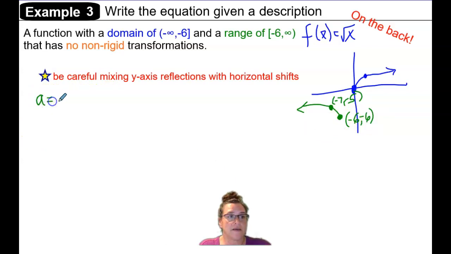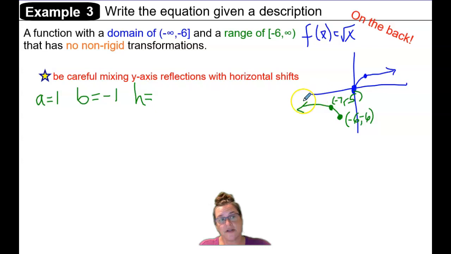Okay. So now when I go to put that information together into my equation, I know that my A is going to be a +1 because there's been no dilation and no reflection in the x-axis. I know that the B, because I have a reflection in the y-axis but no dilation, is -1. The H, that's my translation left or right. The H, because I got shifted over 6 units to the left, is going to be a -6. And then the K is my translation up and down. Since it got moved down 6, the K is going to be a -6 as well.